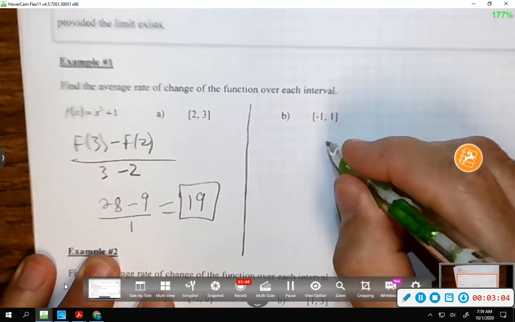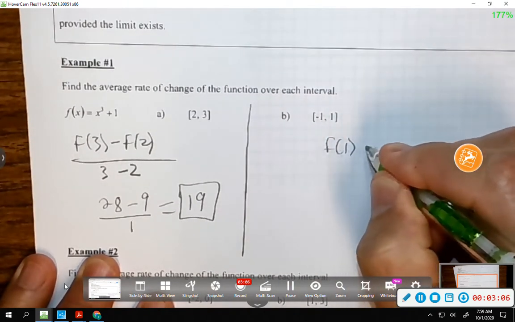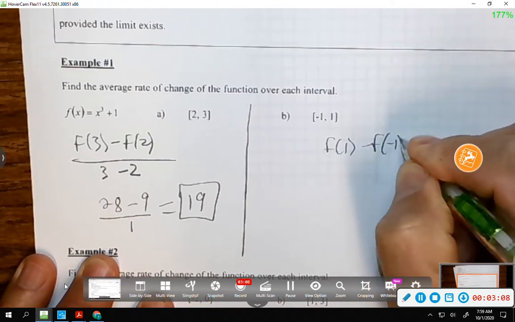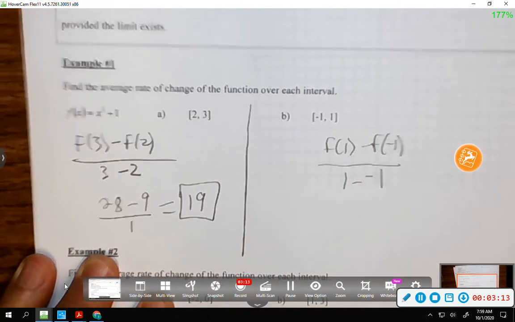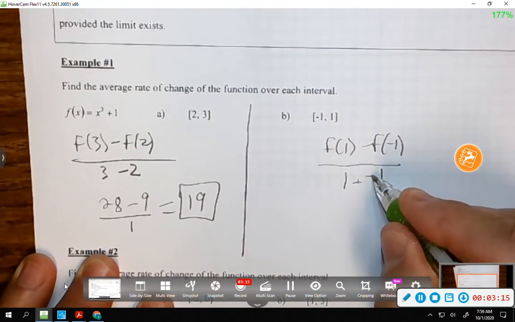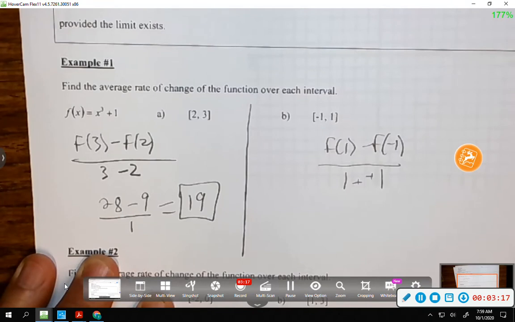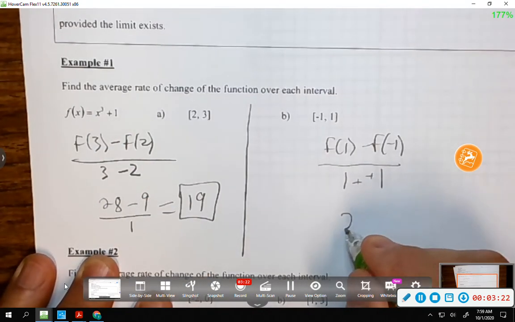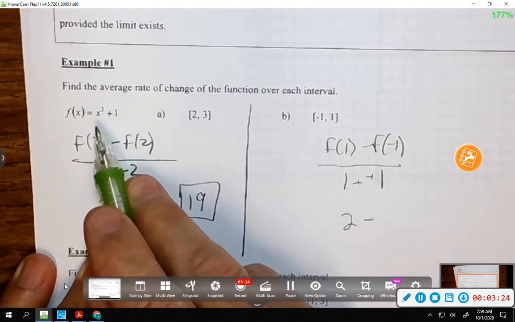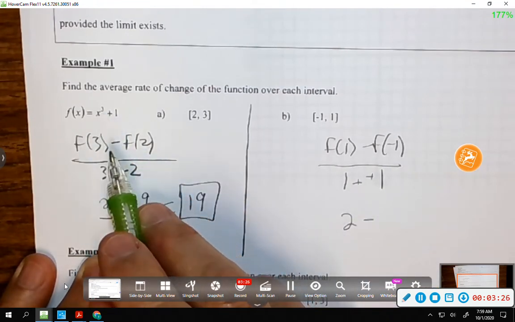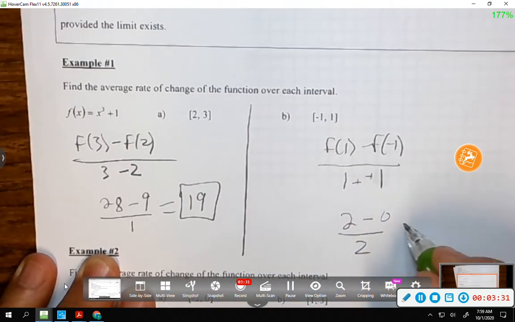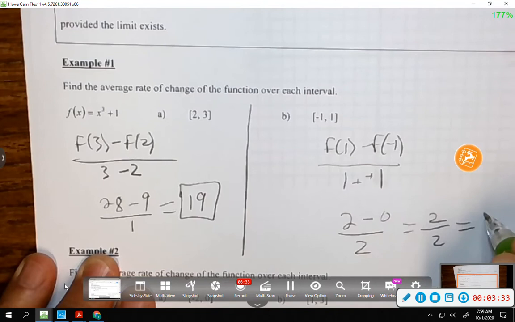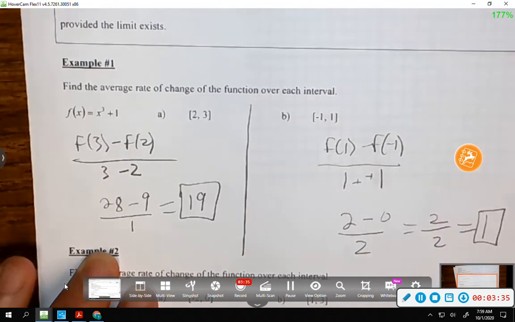Let's do this one. f at b minus f at a all over b minus a. You do have to be careful of this plus a positive situation. f at 1: if we plug 1 into the f machine, 1 cubed is 1, plus 1 is 2. Subtract. If we plug negative 1 in, look what we get. Negative 1 cubed is negative 1, plus 1 is 0. And we get 2 over 2 for an average rate of change of 1.